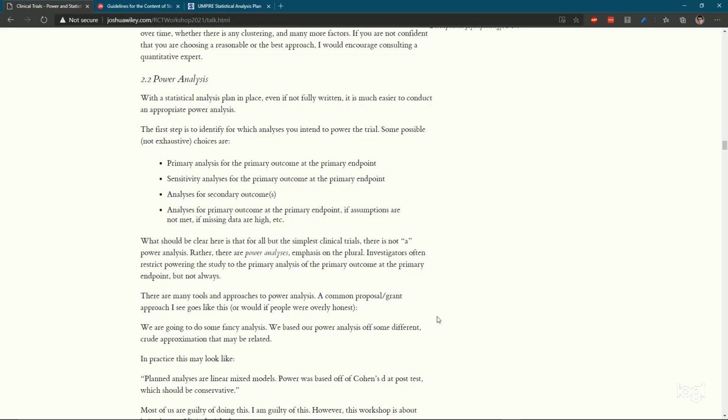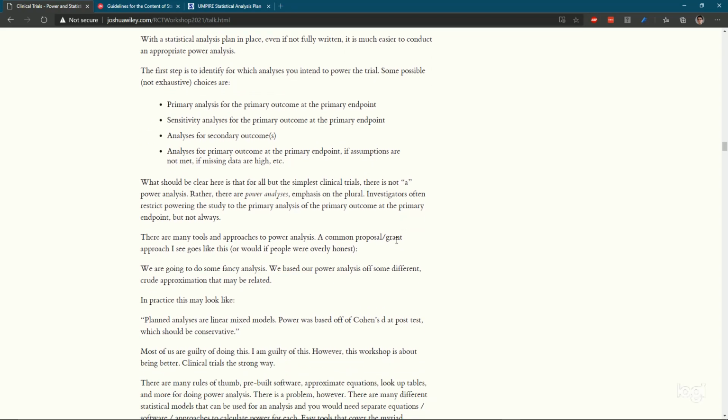And even if you have one primary outcome and one primary endpoint, if there's any chance that assumptions may not be met, that you have a lot of missing data, etc., and you might have some sensitivity analyses, you may want to look at what the power would be like for those sensitivity analyses, or if those assumptions are not met. Is that going to ruin your whole trial and you will no longer be adequately powered at that point, or would you still be okay?